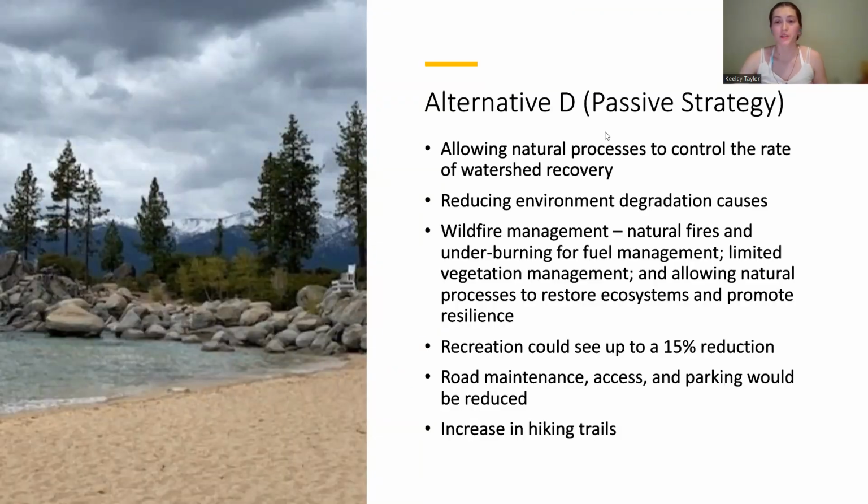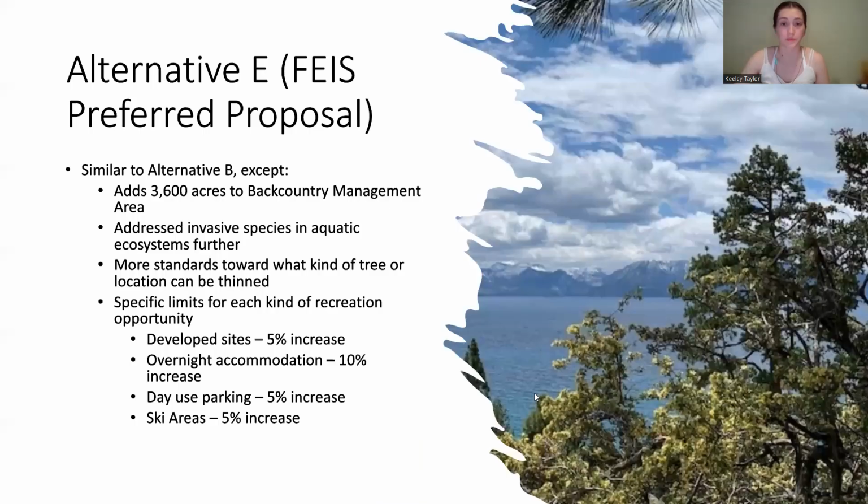And then alternative D is our passive strategy, which is relying more on natural processes and just very light mitigation and light management throughout the whole thing. Also reducing opportunities in recreation, road maintenance, and parking. But they do encourage transit with this, and they will also increase hiking trails with this strategy.